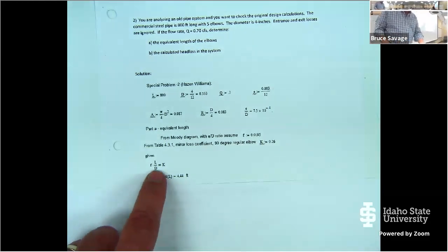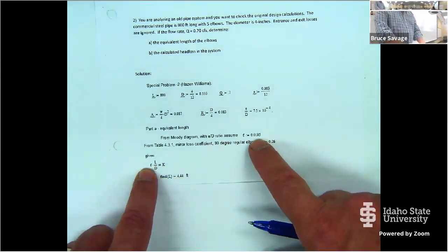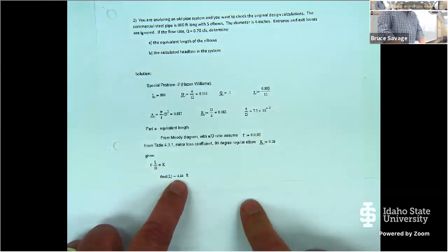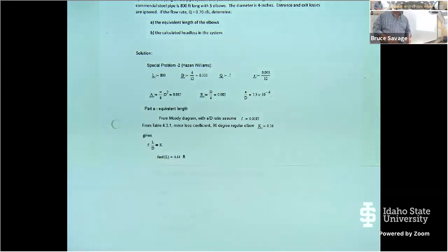Now that I know my diameter, I know K, and I know my friction factor, which came from the Moody diagram, I can find L of 4.4. Don't be too worried about the Moody diagram just yet. If you don't remember how, just assume that friction factor. That's the key right there. Any questions up to that point? Aaron? So that's just for each elbow. That's for each elbow, correct.